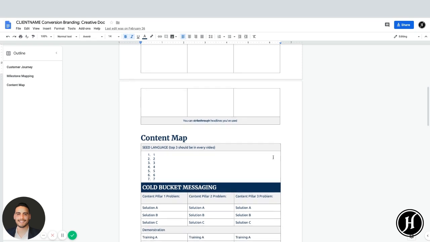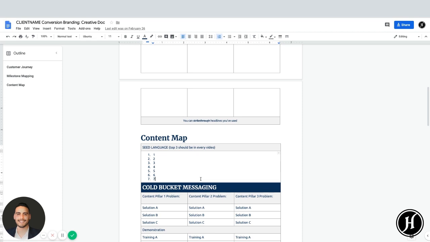And that now becomes your seed language. Now you can see here we have 7 different types of seed language. You can have 3, you can have 5, doesn't matter. But essentially what you want to do is that your top 3 words should be in almost every single piece of content that you deliver. It doesn't mean that you have to be like a broken tape machine and just say the same words over and over again, but you want to have that theme come across, because the whole idea with the content map and the content plan and when you're doing conversion branding is you want to have high frequency.